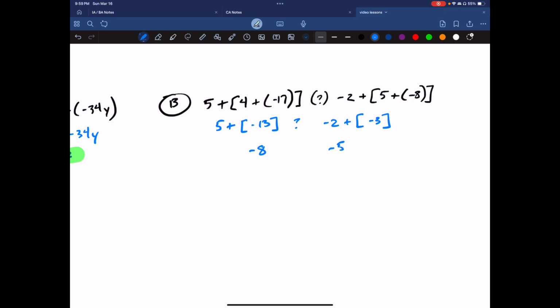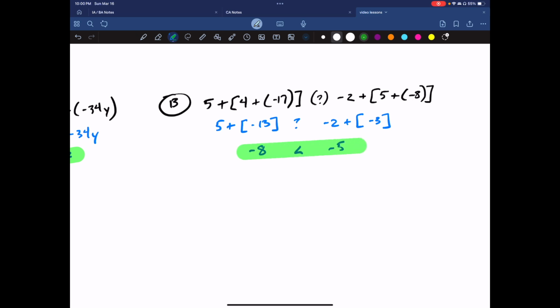Now the trick is 8 is the bigger number, but when both numbers are negative, you're actually asking which one's closer to 0. Okay, so you have to think of things in terms of a number line. And the further things are to the right on the number line, the greater they are. So that means that negative 5 is greater than negative 8. But it looks weird because 8 is bigger than 5. But you have to remember that we're dealing with negatives.